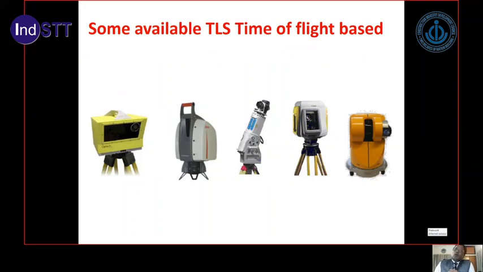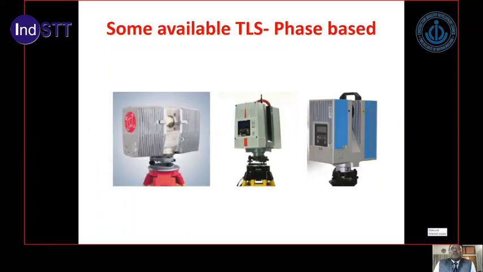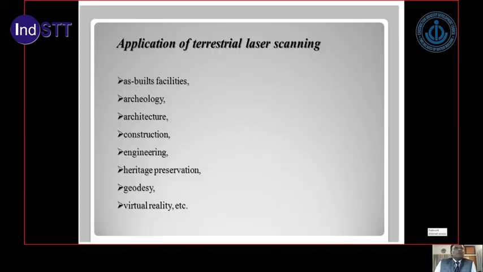This is a ground-based system. These are some of the terrestrial laser scanners which measure the time of flight. That means the laser beam is transmitted and returned back to the device, and the time of flight is recorded by these terrestrial scanners. Different makes are available at different costs and with different specifications. These are some of the latest phase-based equipment available in the terrestrial system. We can use them for a very large number of applications.